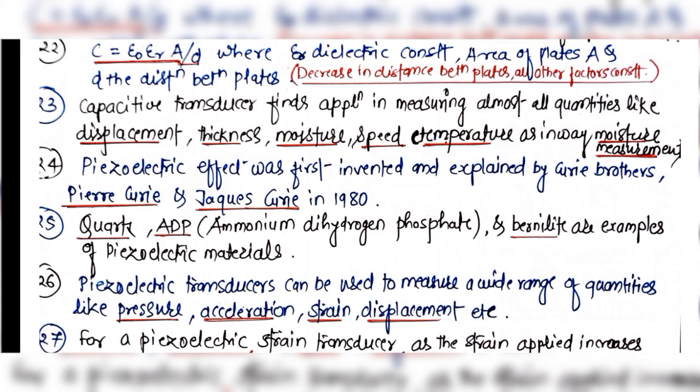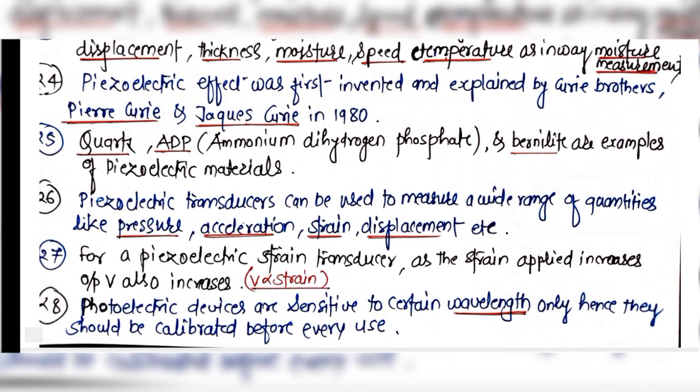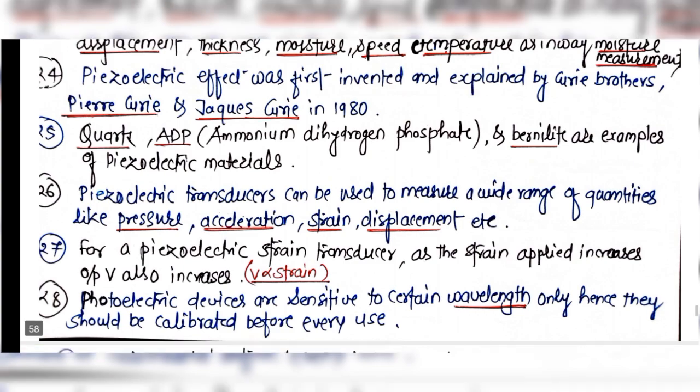Piezoelectric effect was first invented and explained by the Curie brothers, Pierre Curie and Jacques Curie, in 1880. Quartz, ADP, ammonium dihydrogen phosphate, and beryllium are examples of piezoelectric materials. Piezoelectric transducers can be used to measure a wide range of quantities like pressure, acceleration, strain, displacement, etc. For a piezoelectric strain transducer, as the strain applied increases, the output voltage also increases. Voltage is directly proportional to the strain.